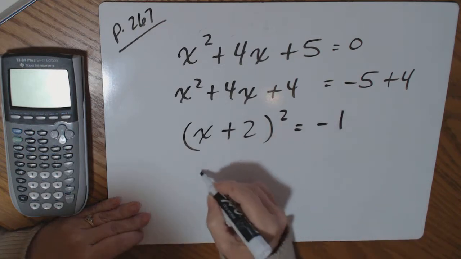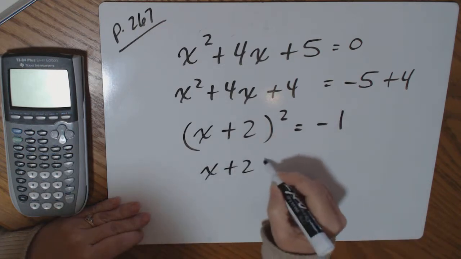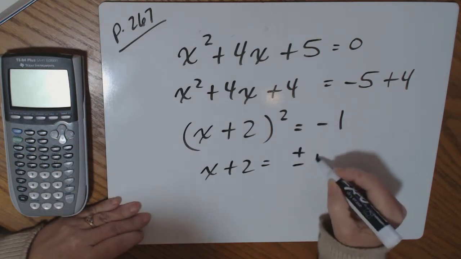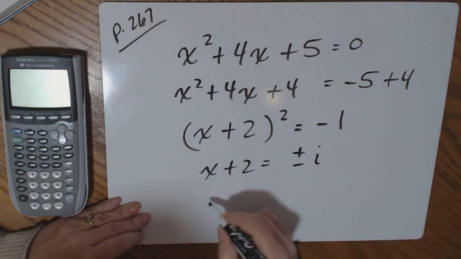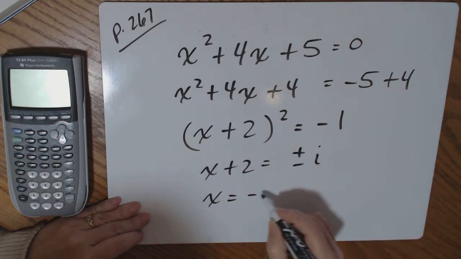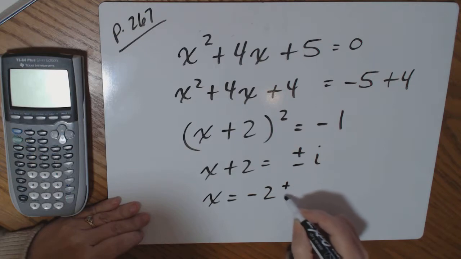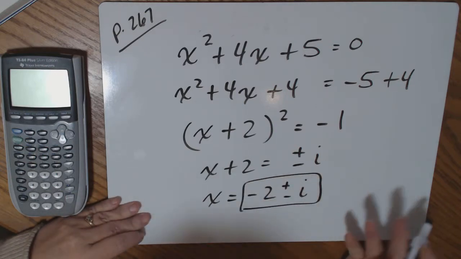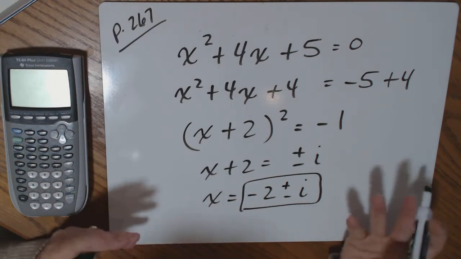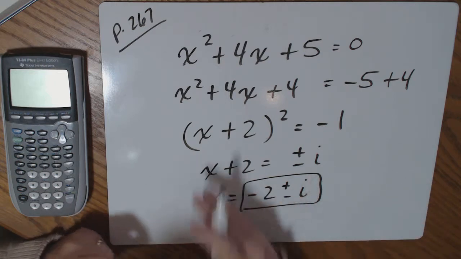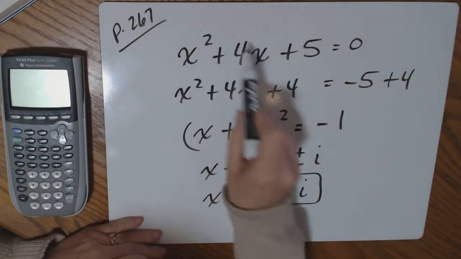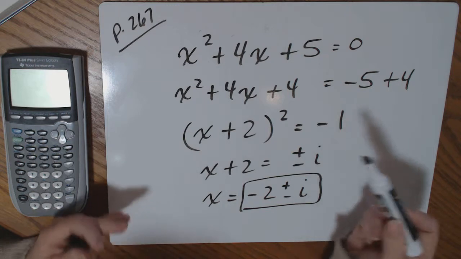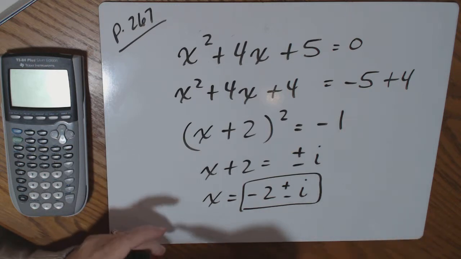When we take the square root of both sides, we get x plus 2 is equal to plus or minus the square root of -1, which is i. So the solution is -2 plus or minus i. And that, frankly, in my opinion, is much simpler than cranking through the quadratic formula. So anytime you have a fairly simple situation of being able to complete the square, your answer is going to come out much easier.